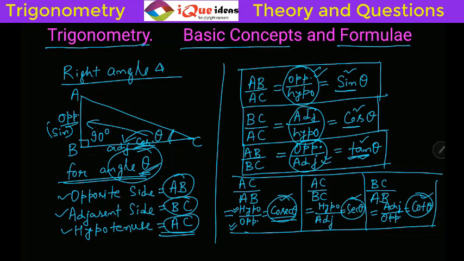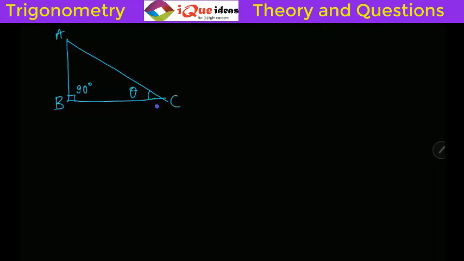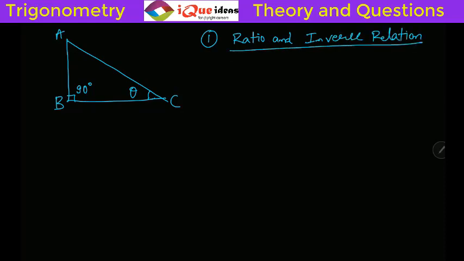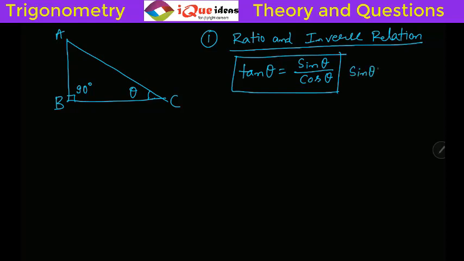Now let's create some formula from here. So once again we have taken this triangle, and for this triangle we will define different relations. The first relation is the ratio and inverse relation. Okay, I'll directly give you the formula. For ratio, let's say tan theta is equal to sine theta divided by cos theta, which can also be taken as sine theta equal to tan theta into cos theta, right?